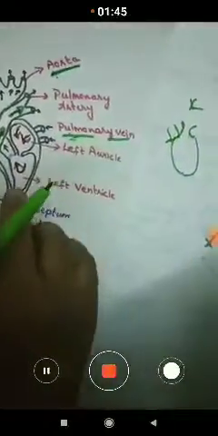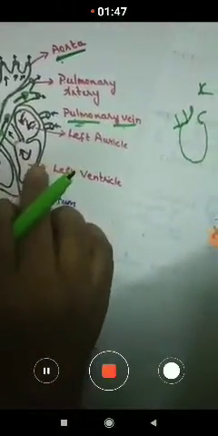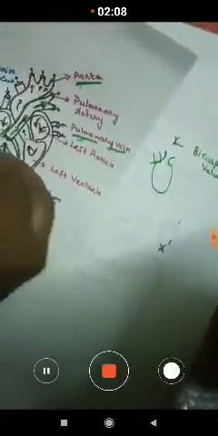As the left ventricle is filled with the oxygenated blood, what happens? Again the blood creates a pressure on the walls of the left ventricle. Again what happens? The left ventricle contracts. This is contraction and this is relaxation, children. As it contracts, what happens?